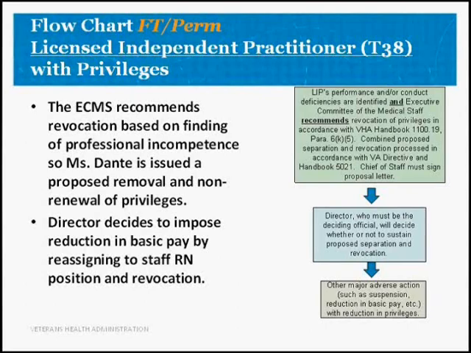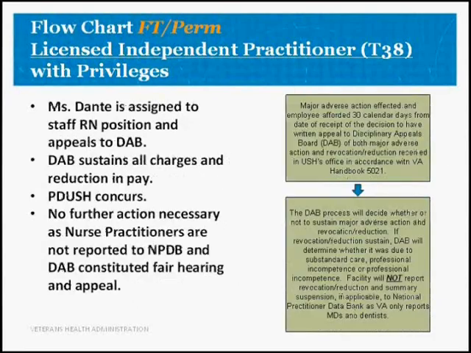In this case, in our example, the director does decide to propose a reduction in basic pay and reassign her as a staff RN, which is based on that non-renewal of clinical privileges, so it is managed as a revocation of clinical privileges. This is an adverse action in both the HR arena as well as the medical staff arena because we've had a major reduction in her basic pay. So Nurse Dante is assigned to the staff RN position. Her appeal process is going to be to a Disciplinary Appeal Board. So she is going to make that appeal.